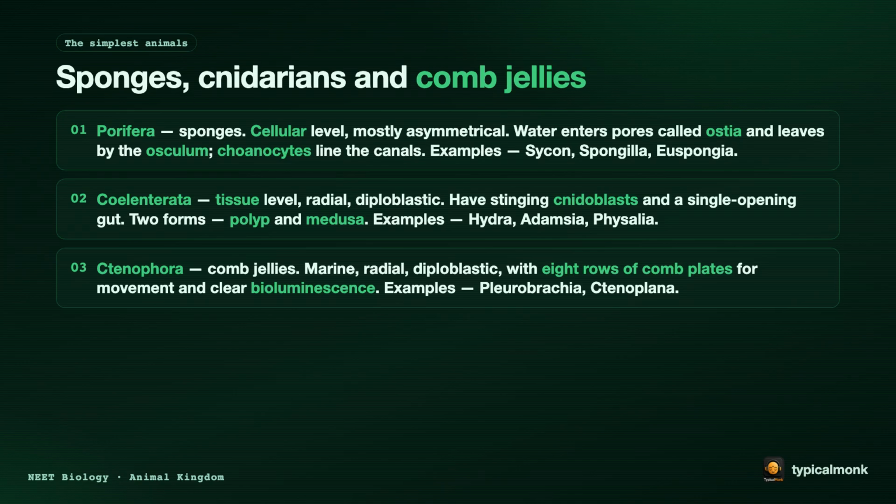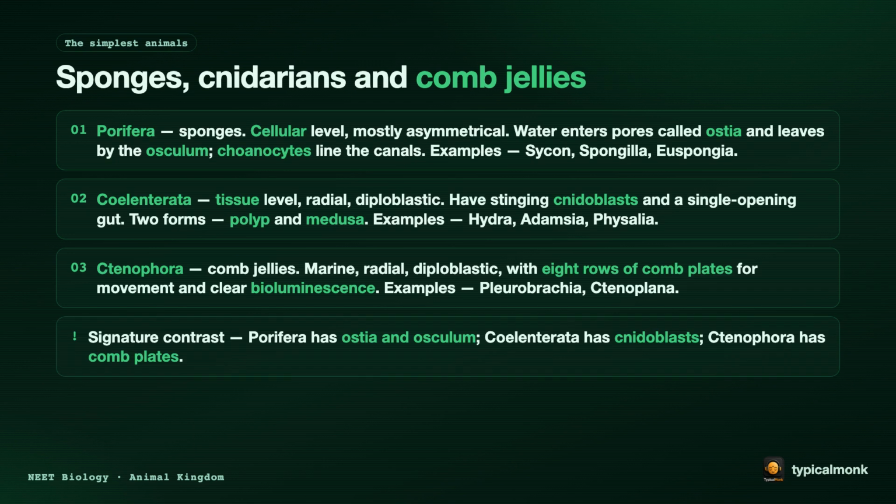Ctenophora, the comb jellies. They are marine, radial and diploblastic, with 8 rows of comb plates for movement and clear bioluminescence. Examples are Pleurobrachia and Ctenoplana. The signature contrast: Porifera has ostia and osculum, Coelenterata has cnidoblasts, and Ctenophora has comb plates.